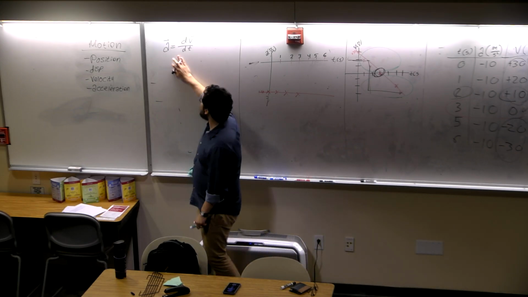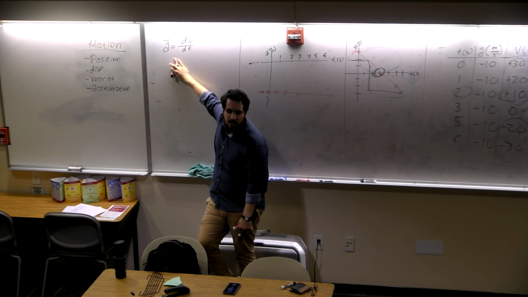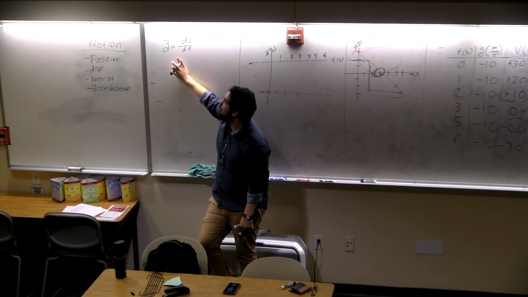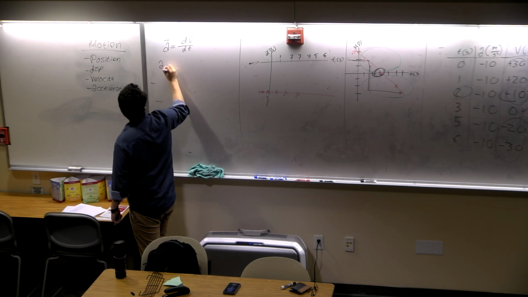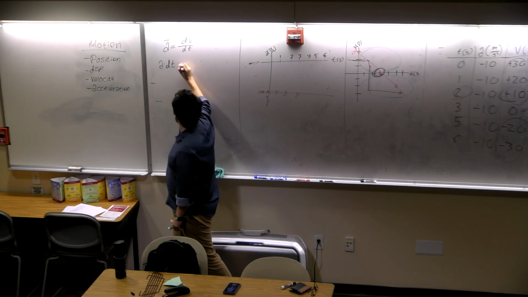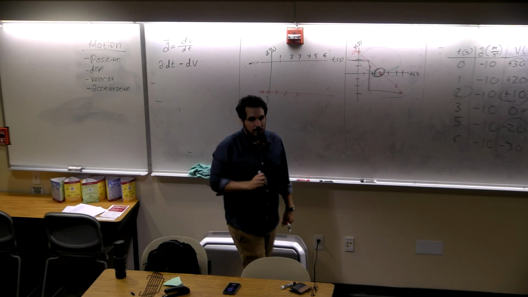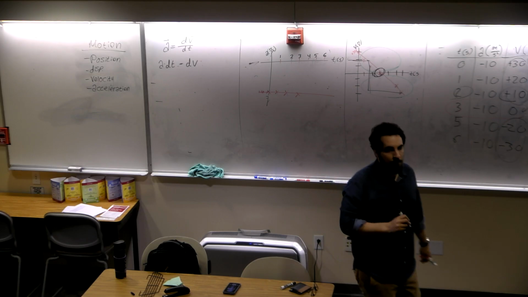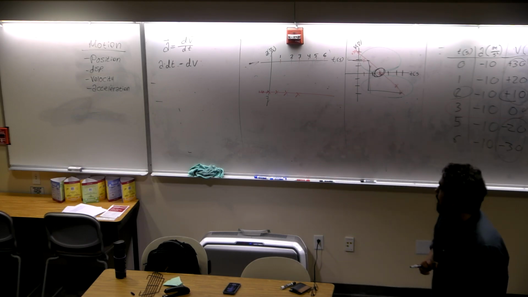But I can take this and rearrange this equation, right? Just because it's a derivative doesn't mean I can't do algebra. So what I'm going to do is rearrange this equation, and I'm going to write acceleration multiplied by dt is equal to dv. And I'm going to drop my vector arrows just to be lazy, but these are still vectors.